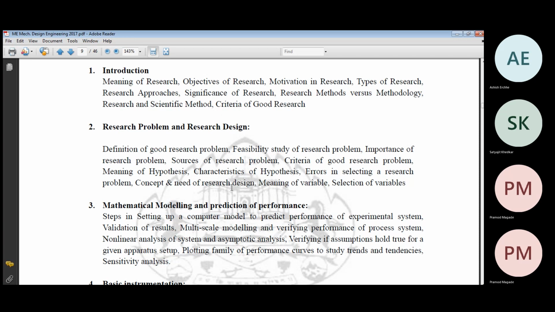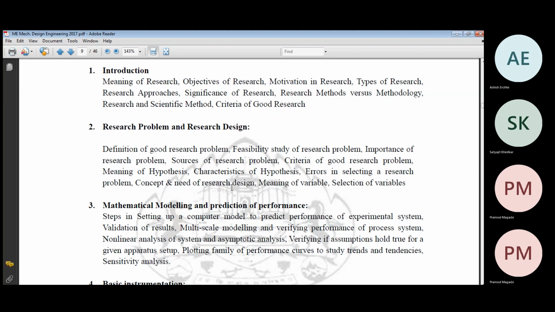And for that, research design is nothing but the selection of the variables, the selection of the parameters. Remember, while doing research, unlimited parameters are there. We cannot say we'll have to take all the parameters. No, we'll have to take the major parameters which definitely affect the performance. That we call basically research design.